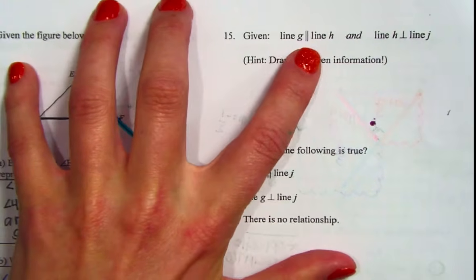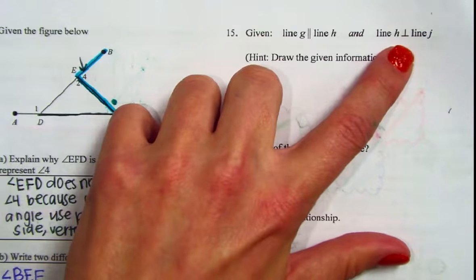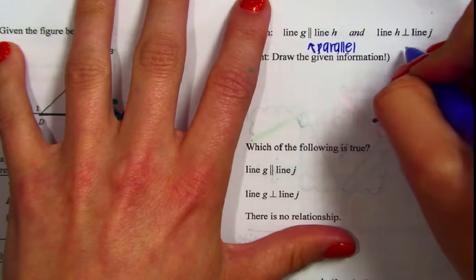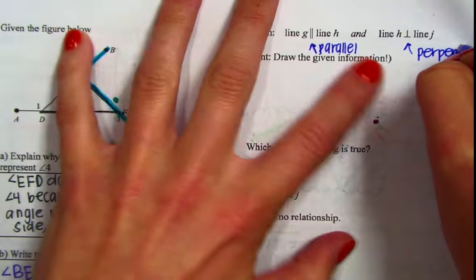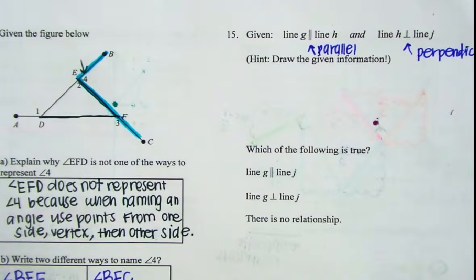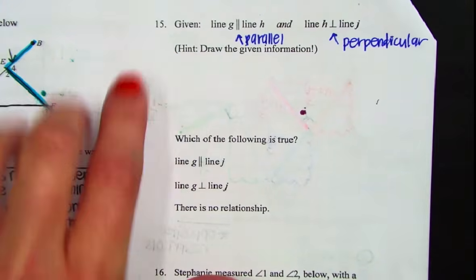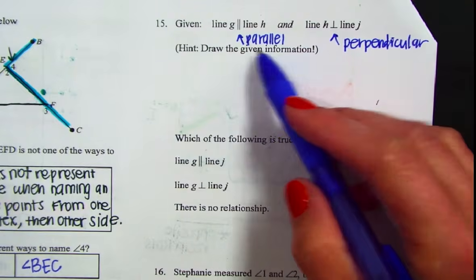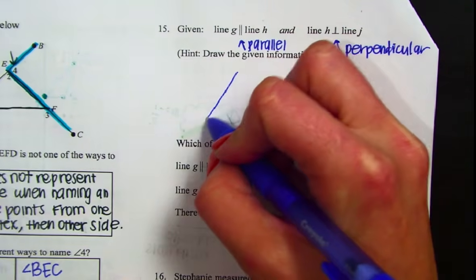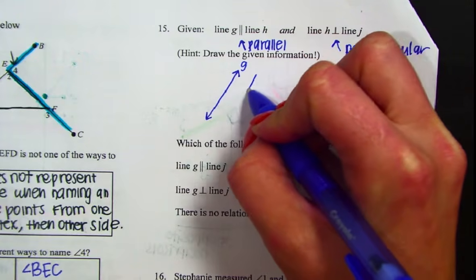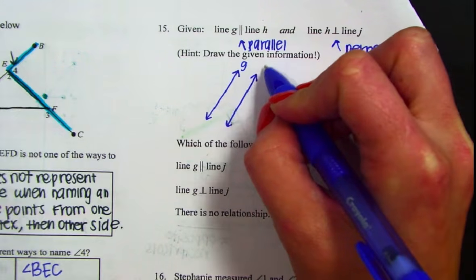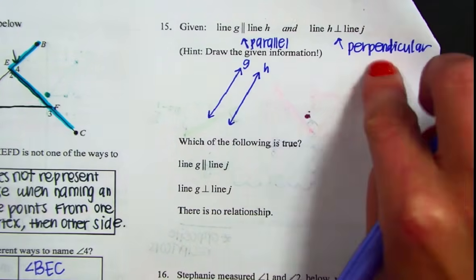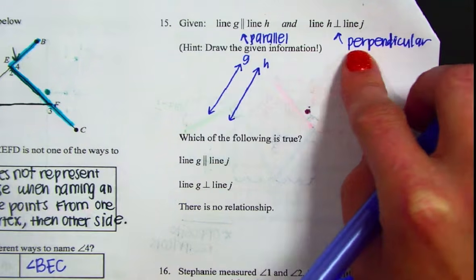Given that line G is parallel to line H and line H is perpendicular to line J, that's what these symbols mean, just if we need a refresher. This means parallel and this is perpendicular. Given this information, we're going to figure out which one of these three things is true. It'll be helpful if we draw. So line G is parallel to line H. I'll draw that. Then we're given that line H is perpendicular to line J. Perpendicular means these lines are going to cross at a 90-degree angle.